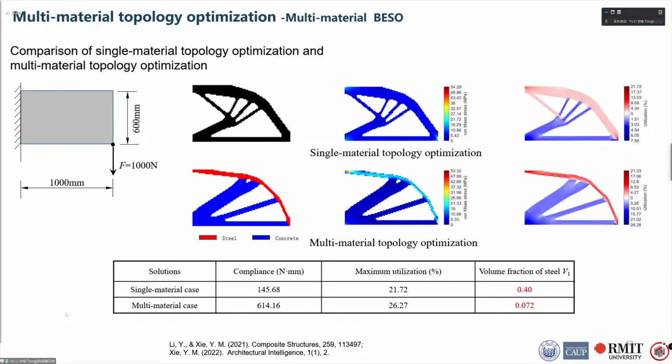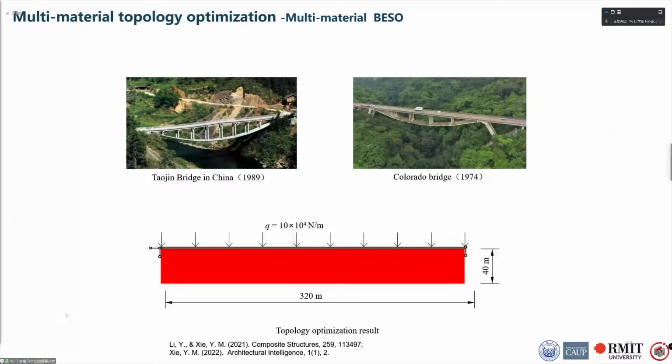So, what are the advantages of multi-material topology optimization compared to single material topology optimization? Here, based on the same cantilever, both single material and multi-material topology optimization are performed. In the single material topology optimization, the material needs to be both tensioned and compressed. In contrast, in the multi-material approach, two different materials, such as steel and concrete, are used for tension and compression respectively. In this way, the multi-material approach can greatly reduce the amount of steel used.